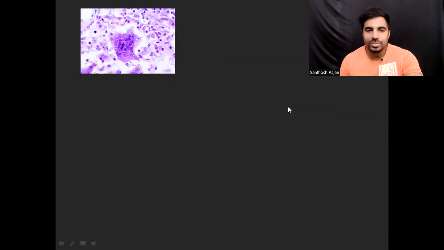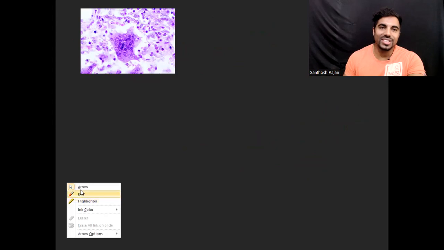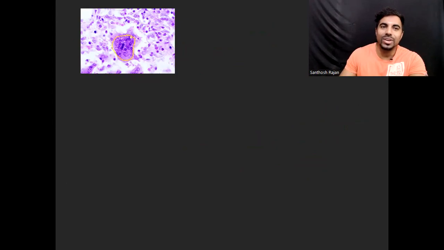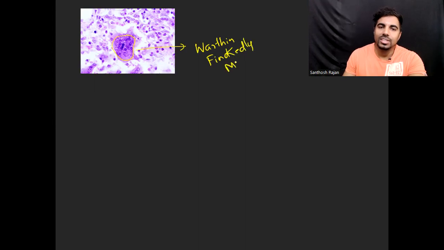Next, this is that one, Vero kidney cell, which I told you about. This is a multinucleated giant cell, like the Tzanck smear for herpes. If the question is measles related, then the answer is Warthin-Finkeldey cells, multinucleated giant cells. Warthin-Finkeldey cells, again a multinucleated giant cell. That's it. Okay, got it?